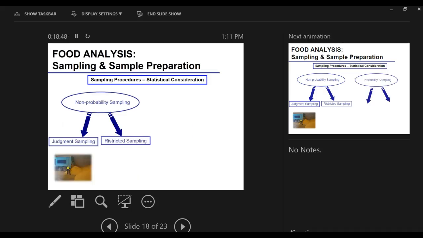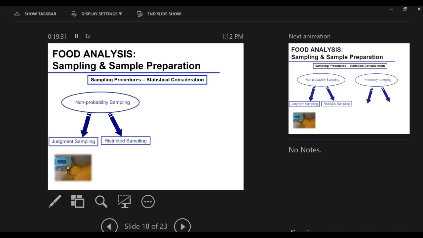So there are two types of sampling, non-probability sampling and probability sampling. Probability sampling is obviously preferred, but when you have situations where you cannot do probability sampling, such as when you have a container full of grains, you really don't have the option to randomly select samples, statistically select samples. So you rely on judgment sampling by an experienced personnel that would know where and how to take a sample. It is biased, obviously, based on the person.